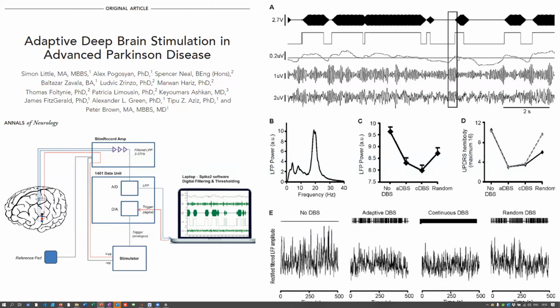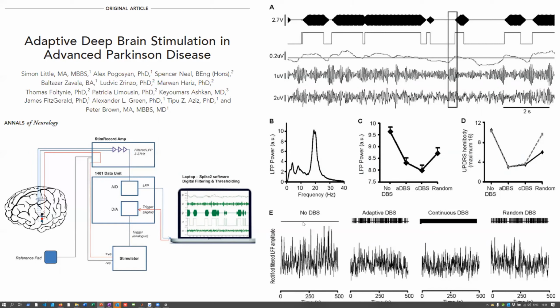And this is the first clinical study that has shown that adapting stimulation to electrophysiology is feasible, and it can robustly and significantly improve symptoms, even when compared to a stimulation paradigm where DBS is continuously turned on.